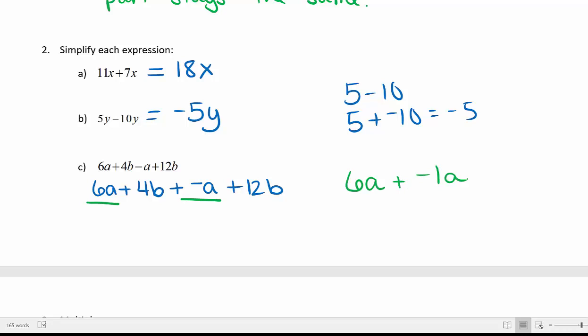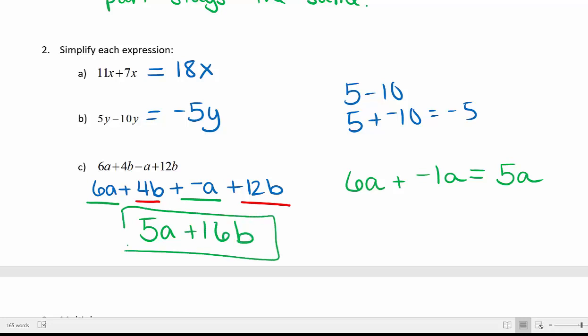We don't write down coefficients of 1 because if you take 1 and you multiply it by anything, it doesn't actually change the value. And so that's why we don't actually write those ones down. But when you don't see a number in front of a variable, the coefficient is 1. So 6a minus 1a would be 5a. I add the coefficients, the variable stays the same. Then I have to combine the b's. I've got a 4b and a 12b. And so if I add those two, 4 plus 12 is 16. I get plus 16b. I can't go any further with this problem because the a and the b aren't like terms.